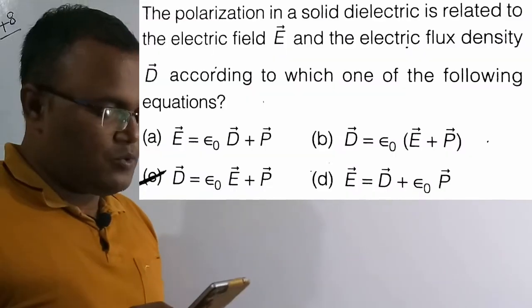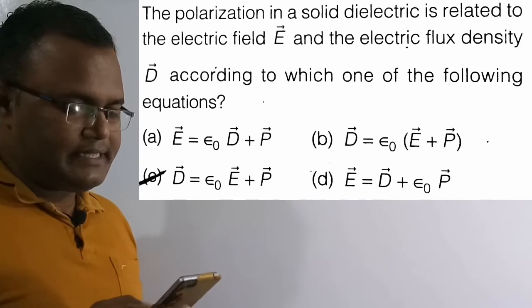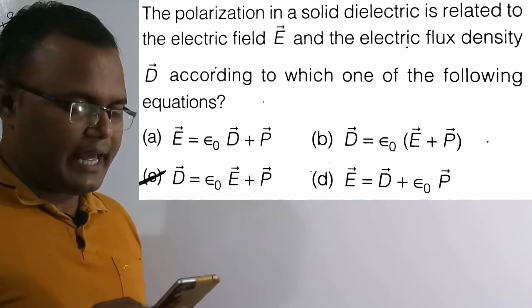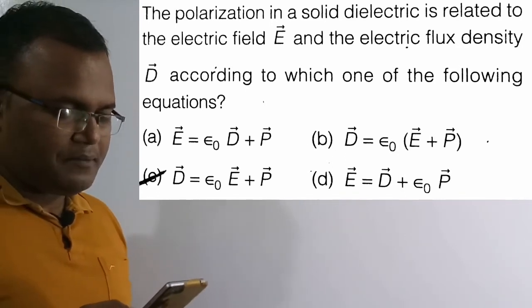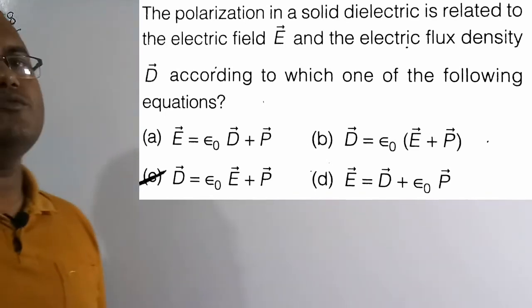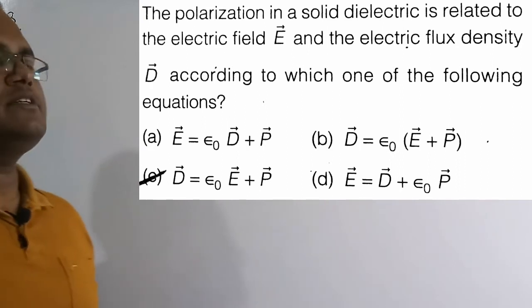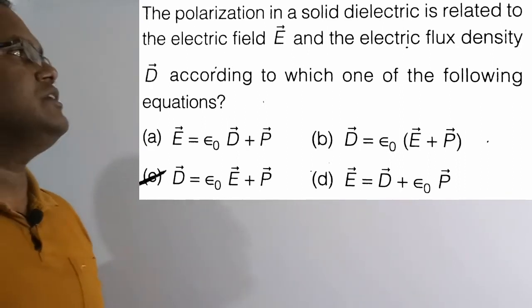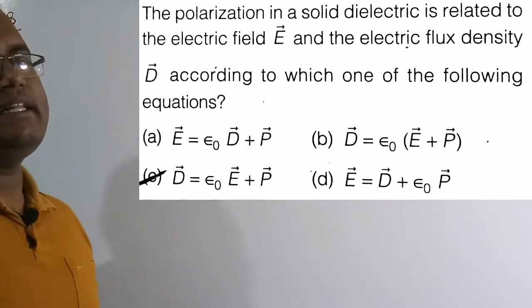Now we are going to solve the 40th question. See the question here. The polarization in a solid dielectric is related to the electric field E bar and the electric flux density D bar according to which one of the following relations. Basically, in this question they are asking what is the relation between the electric flux density, the electric field and also the polarization of any electric material.